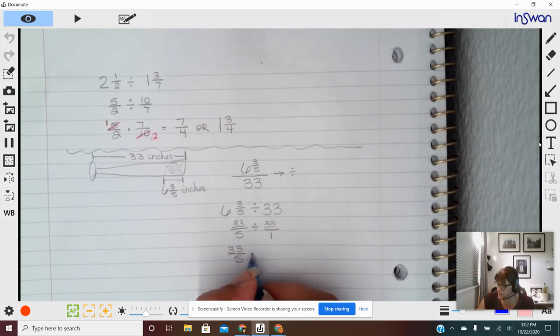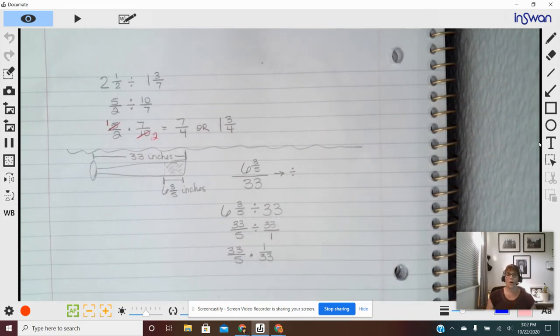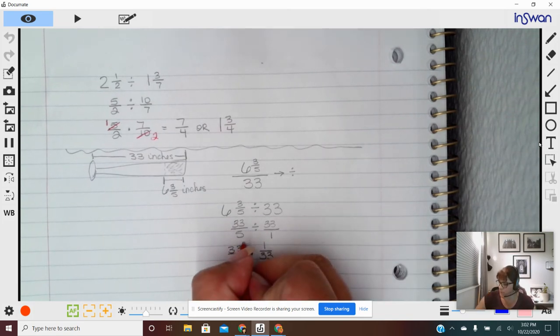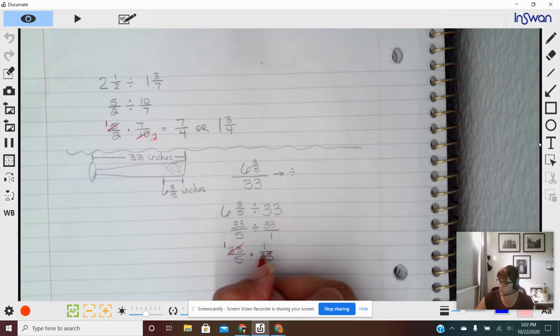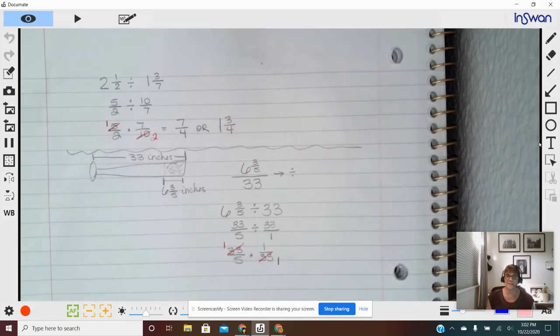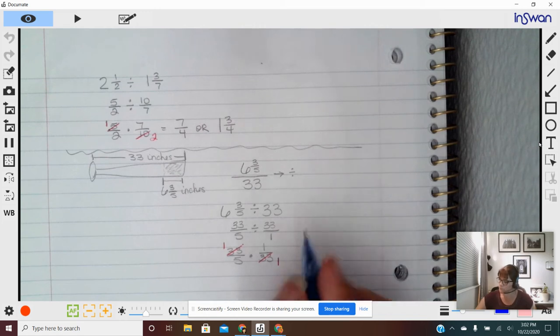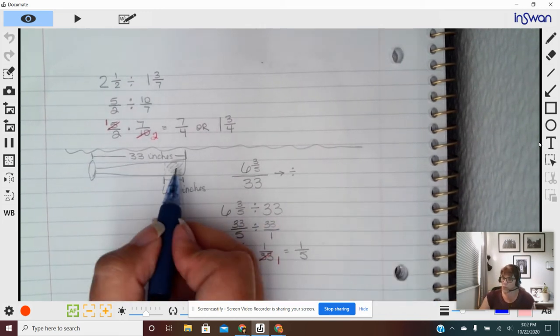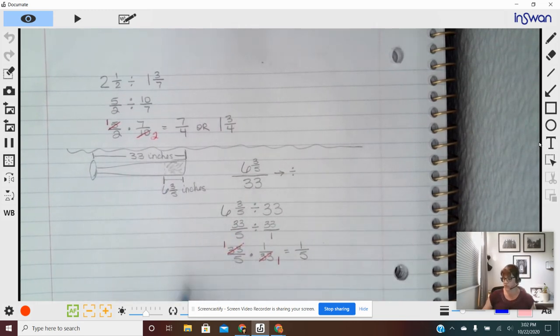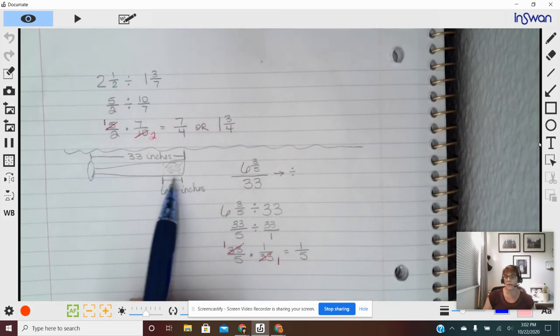33/5 times, keep, switch, flip. Oh, that was really generous of them. Maybe that's why they picked that bat size for this problem. Okay, 33 goes into 33 one time. 33 goes into 33 one time. They basically canceled each other out. 1/5. So according to this calculation, the sweet spot of the bat is 1/5 of the way in.